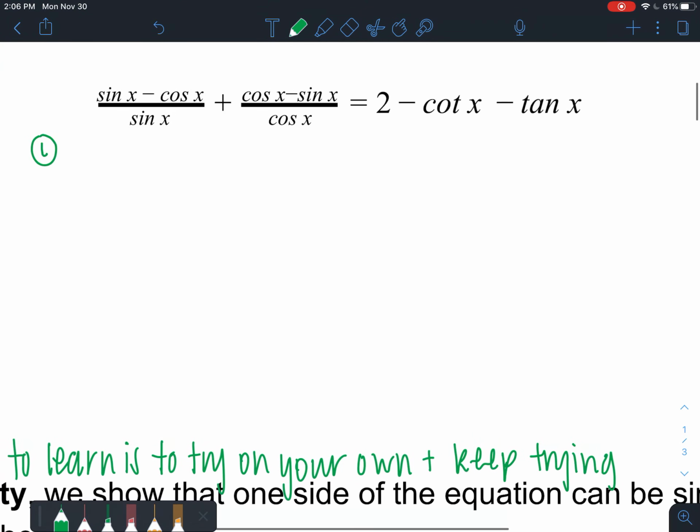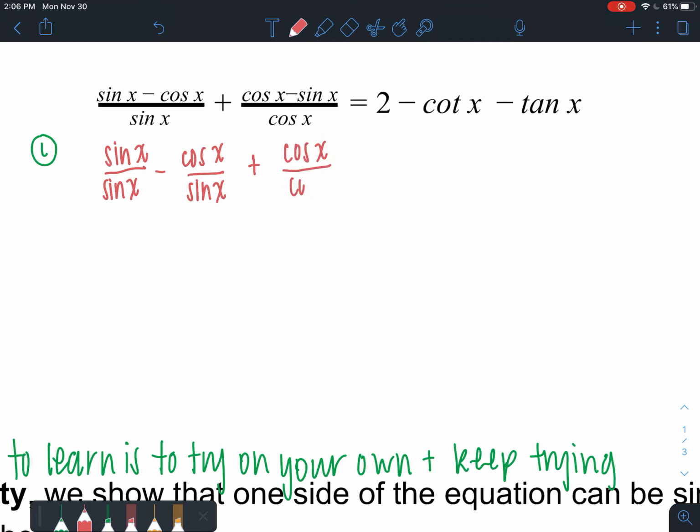Okay, so the first thing I would have done is I would have split this into sine of x over sine of x minus cosine of x over sine of x. So all I did was I split these fractions up. All right, same thing with this fraction, cosine of x over cosine of x minus sine of x over cosine of x.